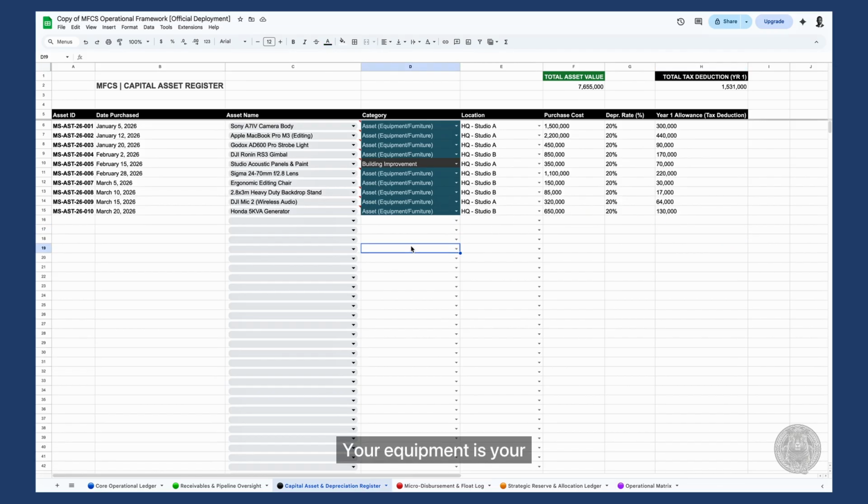Your equipment is your institutional wealth. It must be tracked with absolute precision. If you are prepared to optimize your firm's valuation, the deployment package is available via the link below.